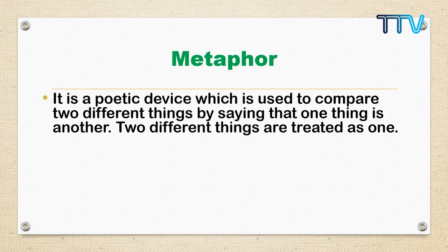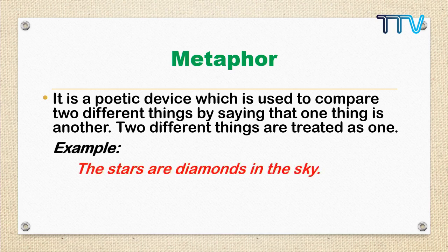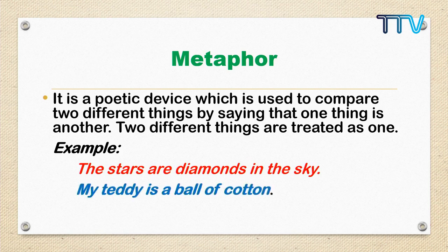Then metaphor, again a device for comparison, but it is directly implied. The stars are diamonds in the sky. You are not using the word like or as. The comparison is directly implied. My teddy is a ball of cotton. So here we say one thing is another. We don't say one thing is like another, one thing is the other. What you need to remember is that simile and metaphor are interconvertible. You can change a metaphor into a simile and a simile into a metaphor.